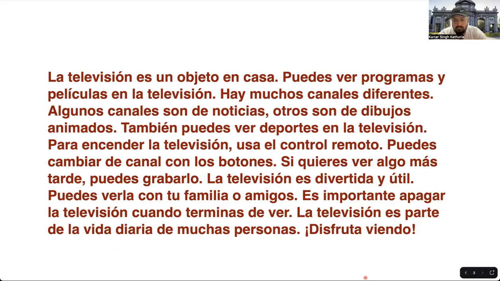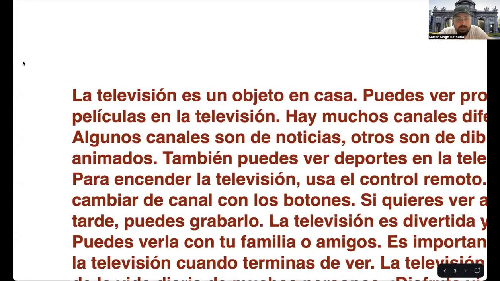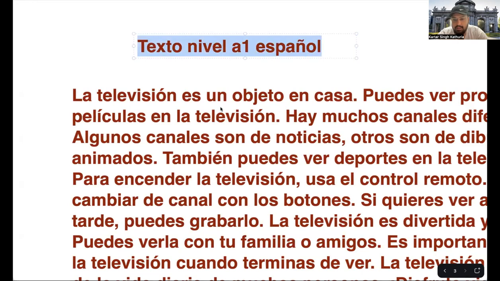Disfruta viendo. So I hope the pronunciation has been helpful to you. What I suggest, a good practice: maybe you can search some Spanish news articles, or what you can search on Google is this keyword, texto nivel A1 Español. So these texts will have a basic vocabulary, and you might end up understanding some words as they might be related to the English language.